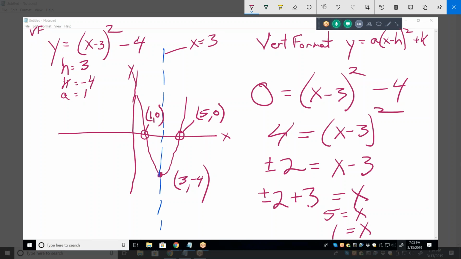Sometimes they'll just say graph it, and if they want you to graph it, you can use any 3 points you want. If they say graph it and also find the x-intercepts, then this is going to be the best way to do it, the way we just did that one. All right, so let's erase everything that we're looking at here.